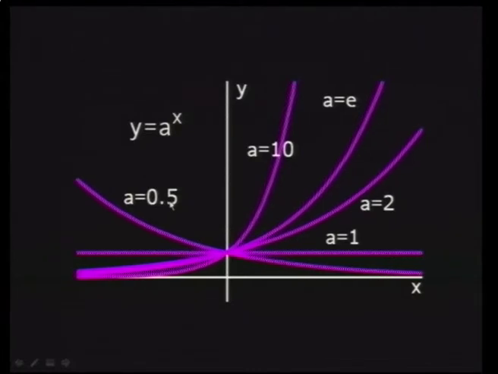You have 0.5 to the power x, which is equal to 1 over 2 to the power x, in other words, 2 to the power minus x. So either you say it's 0.5 to the power x or 2 to the power minus x. Of course, it's decaying. So this function is monotonic decreasing for a like 0.5, and it's monotonic increasing for a equal to e or 2 or 10, etc. And it's constant for a equal to 1.